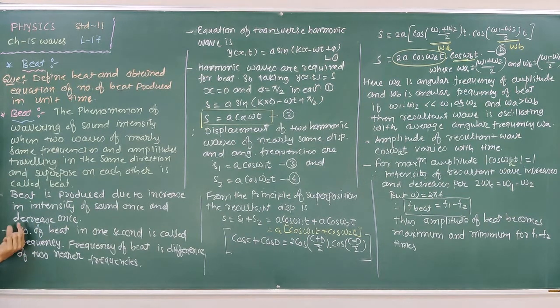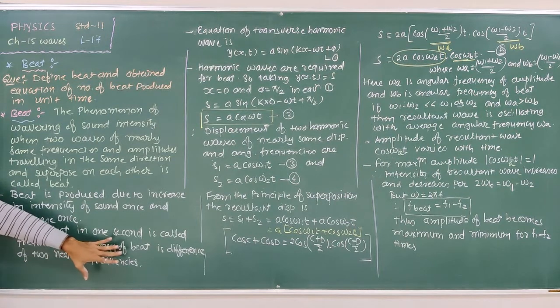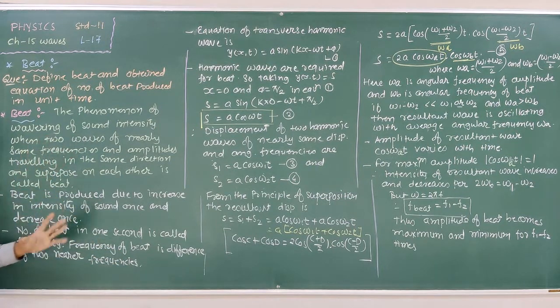What is the beat frequency? The number of beats in 1 second is called the frequency. The frequency of the beat is the difference of the two nearby frequencies. We want to obtain the equation for the number of beats in unit time. That means we want to obtain the frequency of the beat.